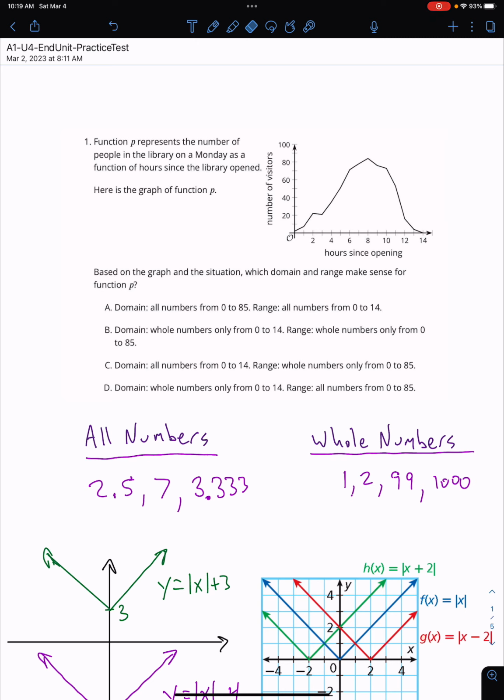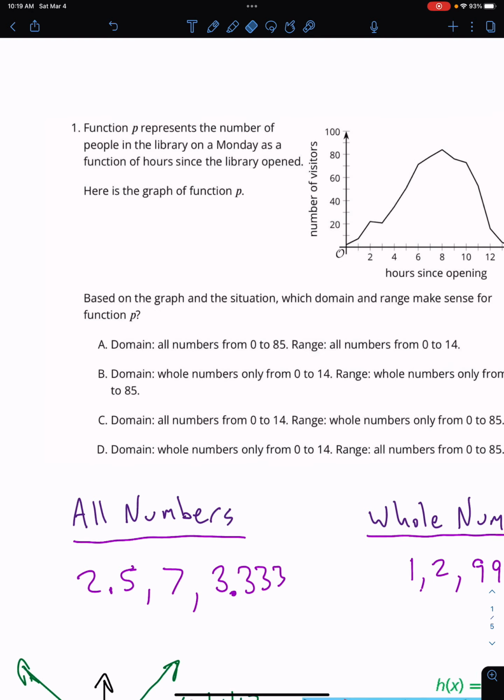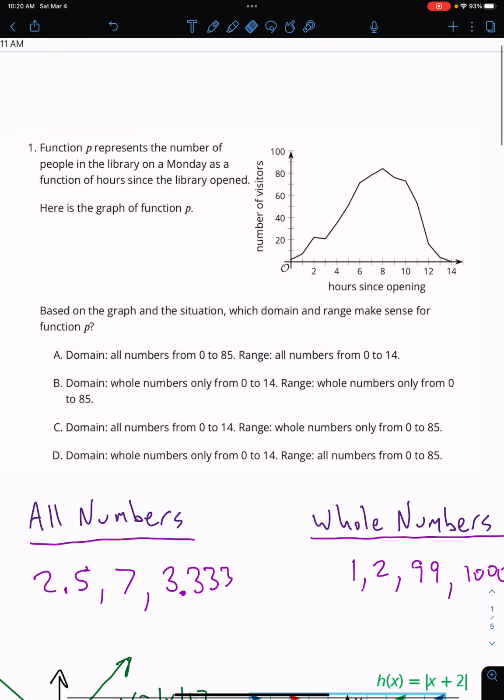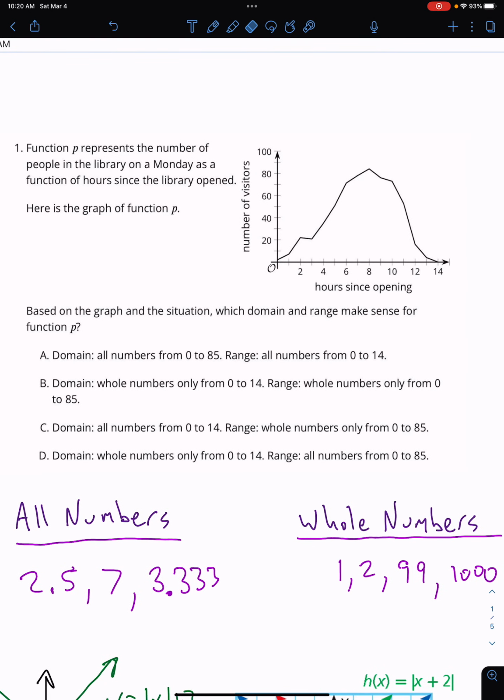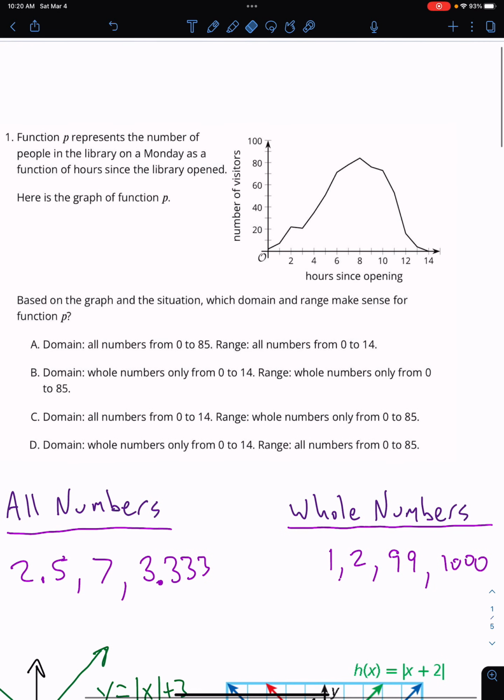Okay, let's take a look at question number 1 on here. This first question is about domain and range. Here's function P. It represents the number of people in the library on a Monday as a function of hours since the library opened. Here's the graph of function P. Based on the graph and the situation, which domain and range makes sense for P?